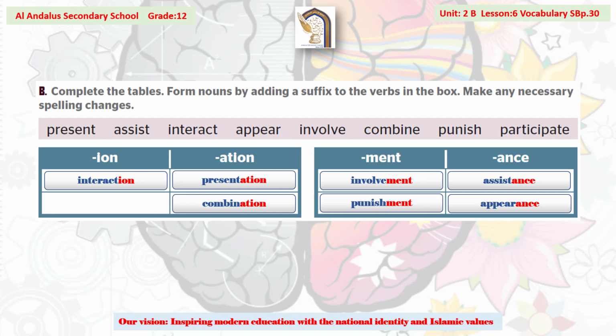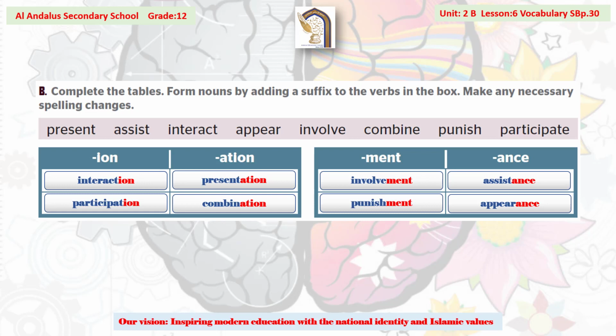What about participate? Amazing. This is participation. Now please pay attention to the letters which were colored red and how we form these nouns using these different suffixes. I hope you find it useful.